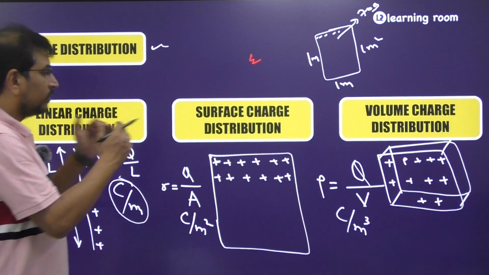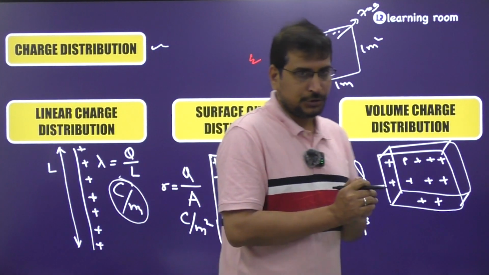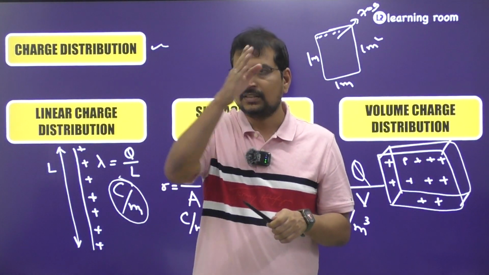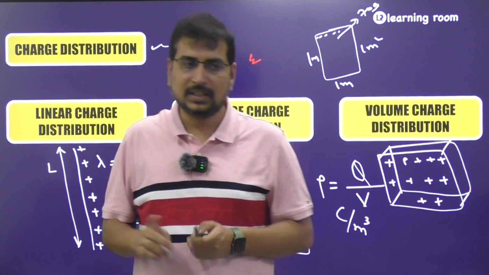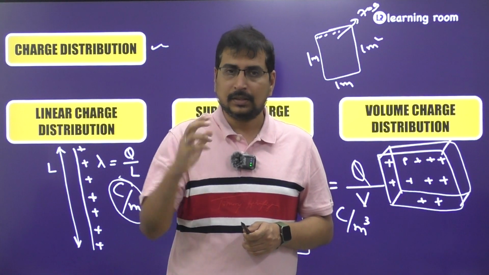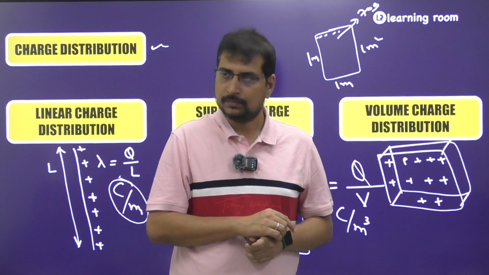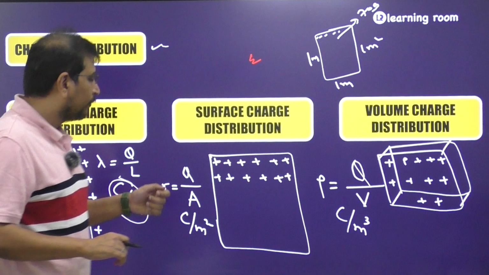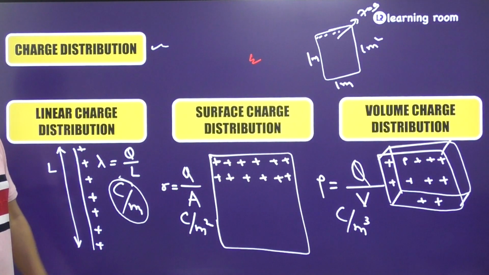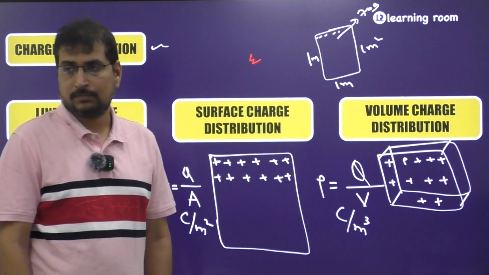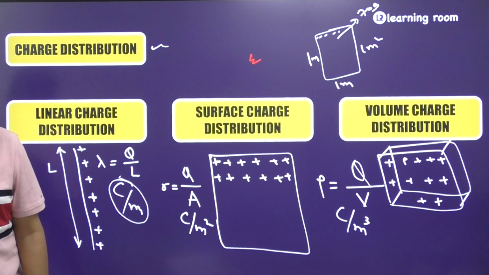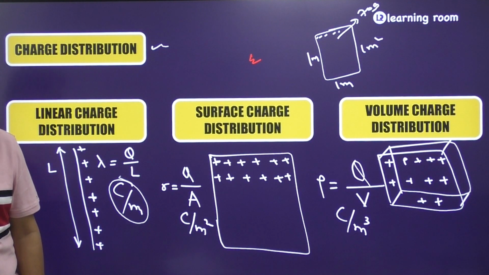Similarly, if you take surface charge distribution, let's say you take a paper. On that paper, the charge is distributed. So where is the charge distributed now? It is occupying the area of that paper. If you define the amount of charge per unit area, you call that the surface charge density, which is going to be measured in terms of Coulomb per meter square.